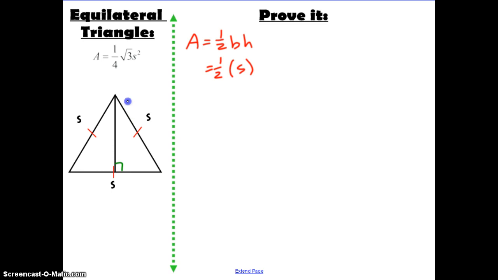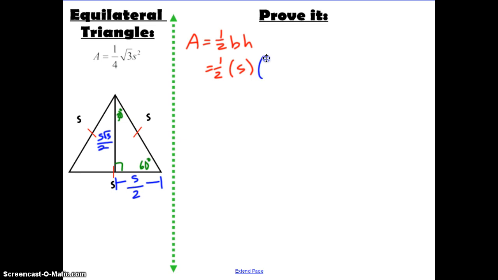Now remember, an equilateral triangle has 60-degree angles. So this is 60 degrees, and that means that in this triangle this is 30 degrees. So we have our 30, 60, 90 triangle. So let's use our ratios to find the side lengths. The hypotenuse is s. In order to get the short leg, we want to divide by 2. So s divided by 2 gives us this short leg. And then to find the long leg, we need to multiply the short leg by the square root of 3. So s times the square root of 3 divided by 2 is the height, our altitude.